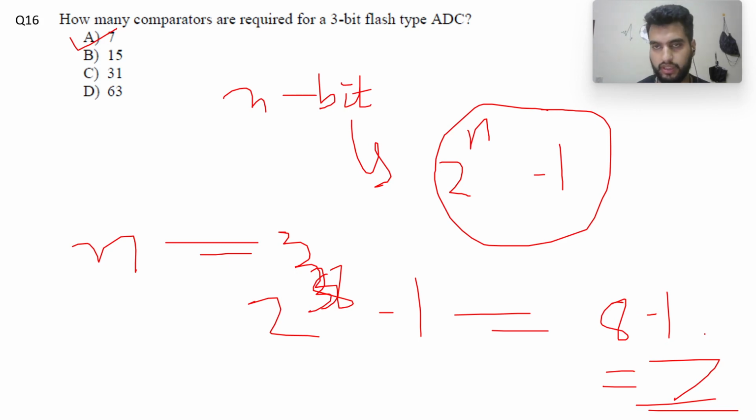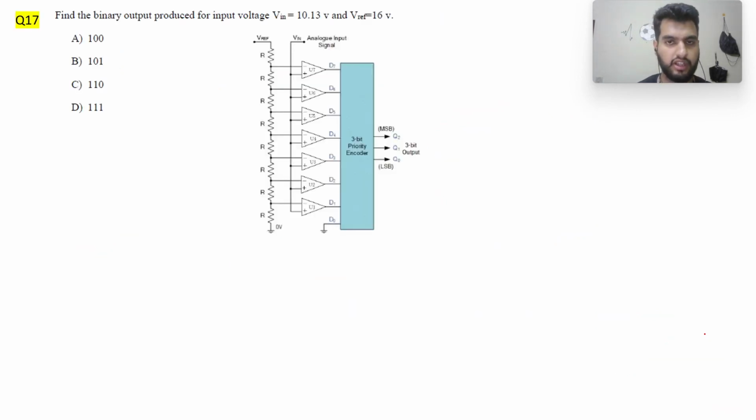Now towards the last question of today's, yeah, it's the last question. I would like you to try it first, then I will show the solution. Find the binary output produced for the input voltage Vin equal to 10.13 volt and Vref equal to 16 volt. We just saw one question along these lines. You can try it and then I will show the solution.